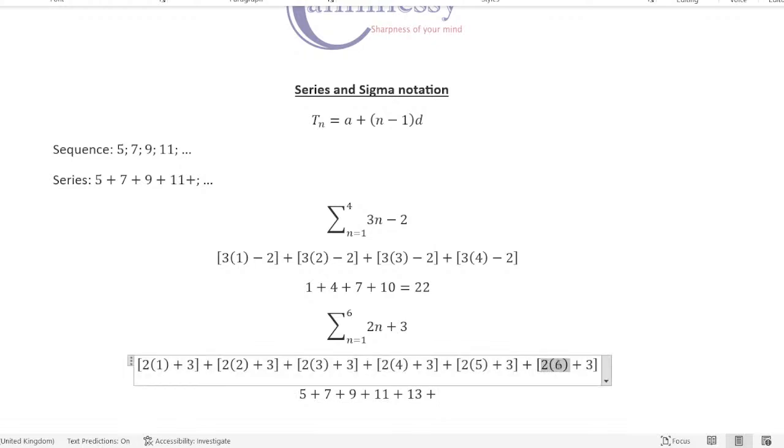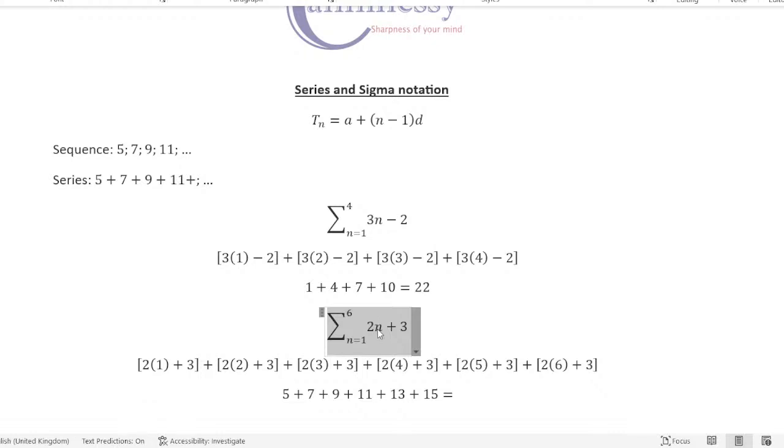2 times 6 is 12. 12 plus 3, that is 15. All right, now let's get the sum. Remember, this notation means that the first 6 terms must be added together.